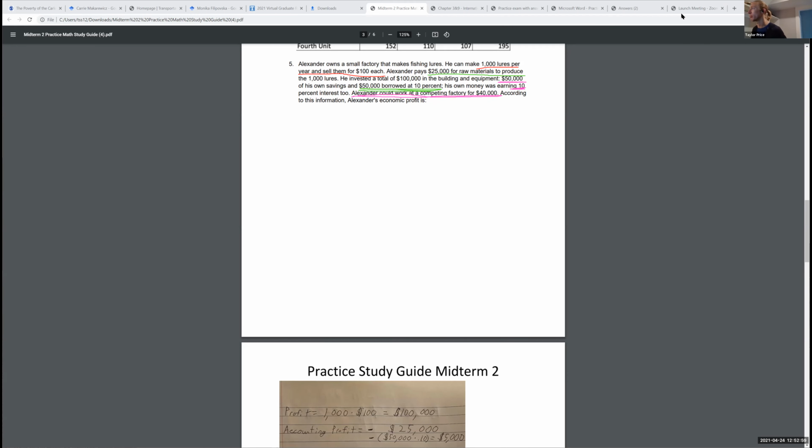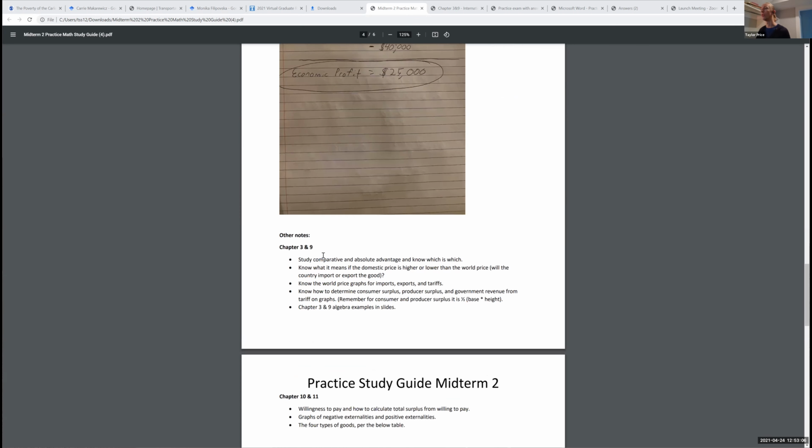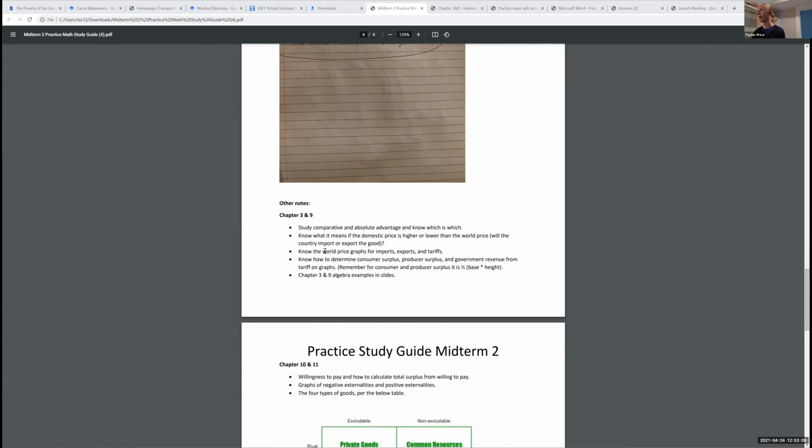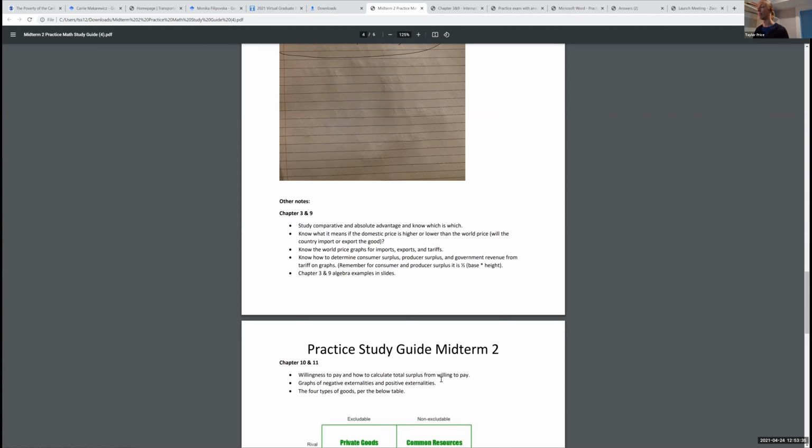So, any other practice problems? Let me clear this. I also included other notes at the end of the midterm 2 practice math study guide. Make sure to look for any questions on the slides I went over that deal with these things, and definitely make sure you understand those questions and how to work through them.